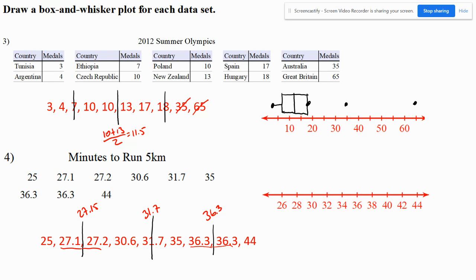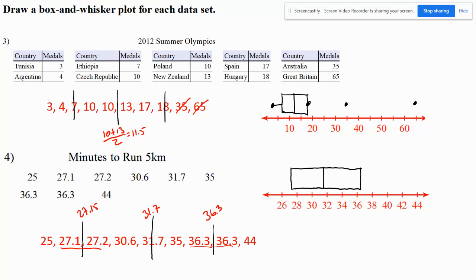So let me make a number line. In this case, I'm counting by 2s. I want to be able to fit everything, so I'm going to be counting by 2s. Let me draw my 3 lines at 27.15, 31.7, and 36.3. Let me close them up, that way I make a box out of it.